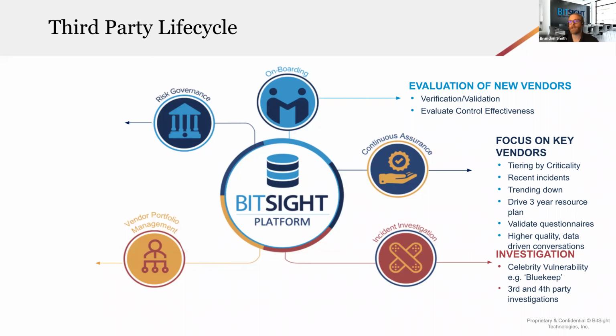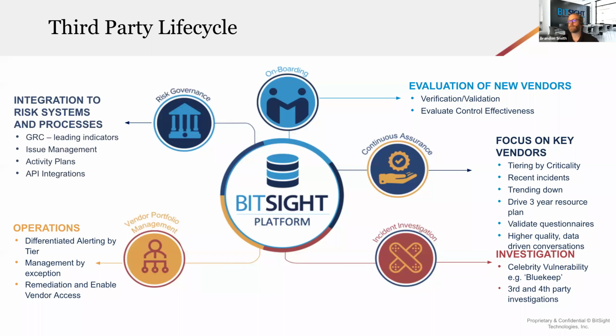You can also investigate certain things like celebrity vulnerabilities. There's filtering capability to allow you to do that. As far as the operations go, being able to alert when something goes wrong, and to set different alerts based on how critical that organization is, allows you to manage by exception instead of doing everything the same. Some of our customers may even get to the state of, for our low criticality vendors, we normally do an annual assessment, but maybe we're just going to reassess them if there's a posture change that triggers an alert.